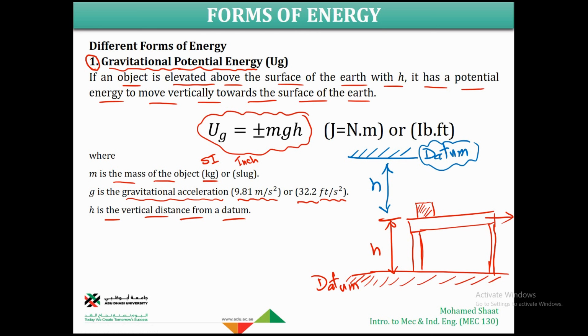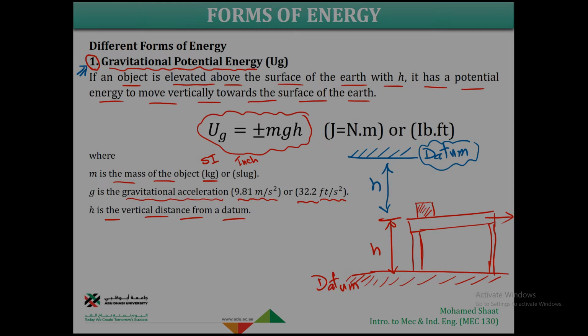The choice of the reference is totally up to you. Depending on the problem that we solve, we should set a datum. We should define a reference that we're going to refer to for all the different forms of the energy. And again, this is the gravitational potential energy. It is one of the forms of the energy that we are going to discuss. Make sense?